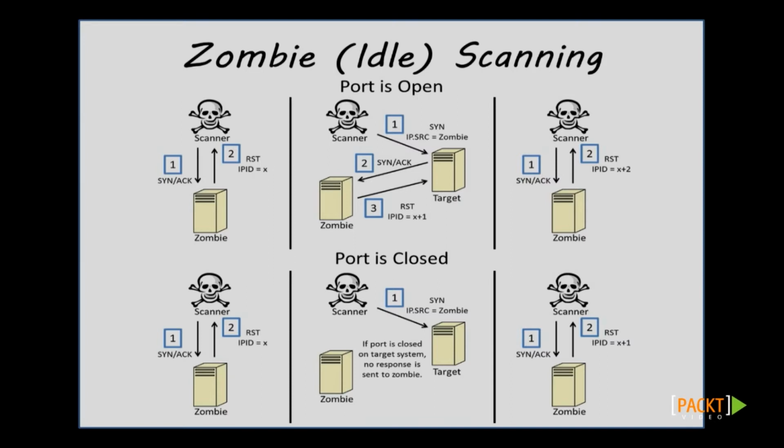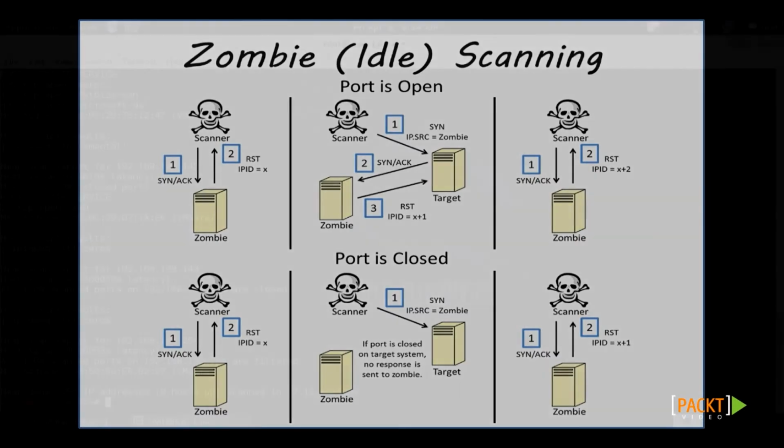Finally, we send another SYN/ACK packet to the zombie and record the IP ID value one more time. If the value has incremented by 2, then it means that the system received a reply from the victim. And if it is only incremented by 1, no reply was received. So let's give this a shot.